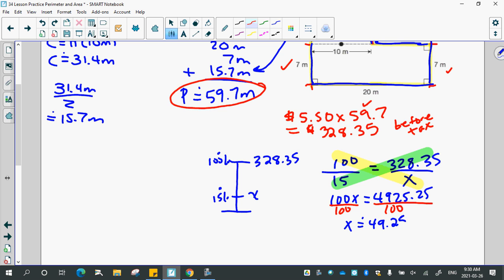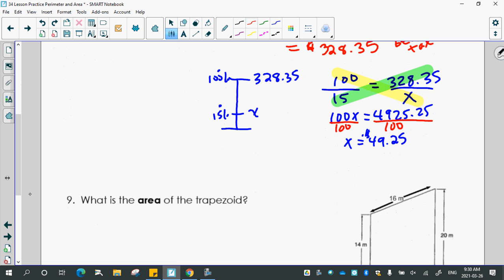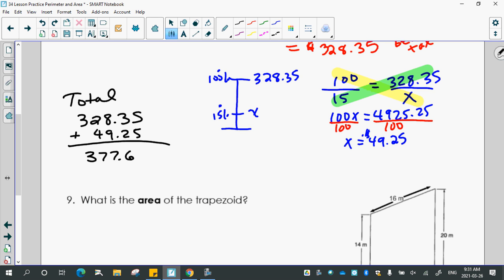$49.29 tax. And then if that's my tax, I add it on. Everybody good? So total is going to be the $328.35 plus the $49.25, which gives me $377.60.